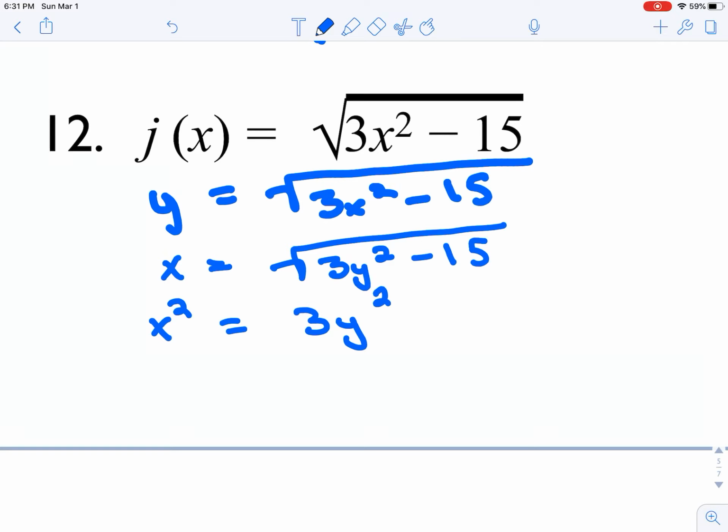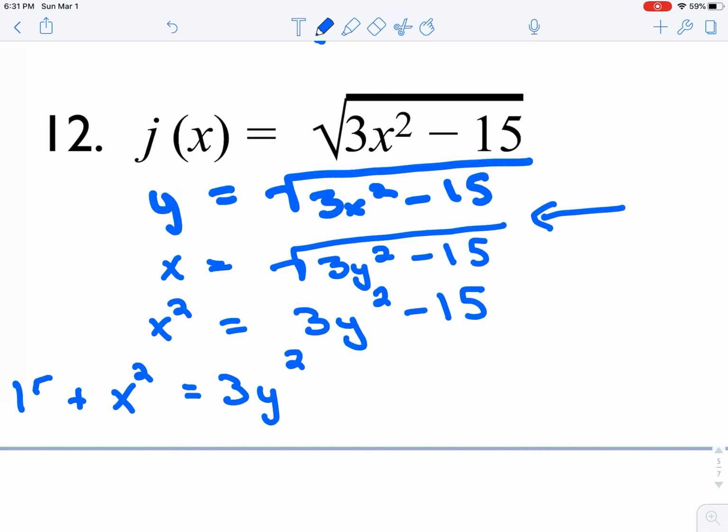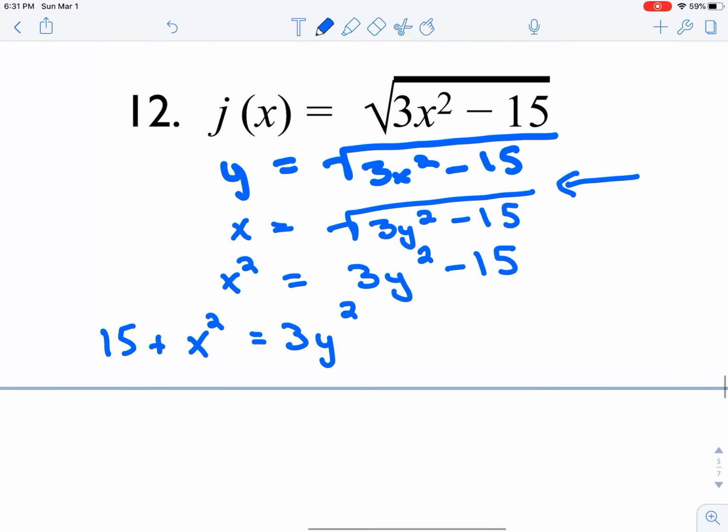And when I do that, all it does is it gets rid of the radical. Now I'll just do it like I have before. I'm going to add 15. Oops, I gotta add 15. Add 15. And then I'm going to divide by 3. This one's tricky. So I'm going to have this divided by 3. And that gets rid of this 3 here.